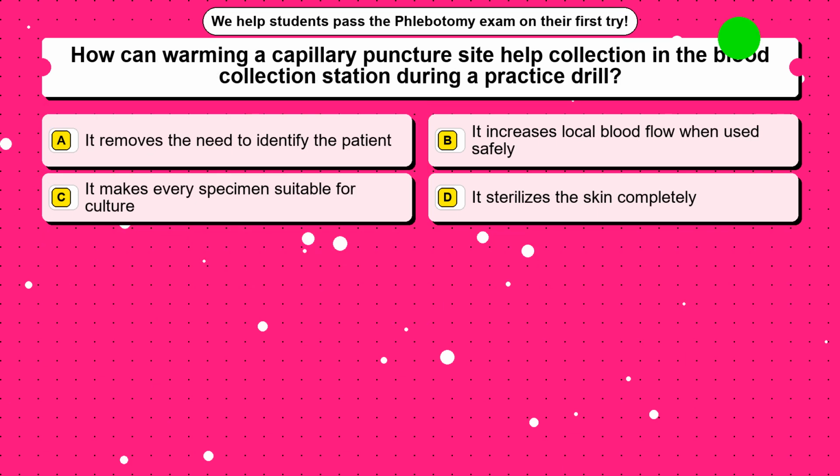Question 66. How can warming a capillary puncture site help collection in the blood collection station during a practice drill? Option A. It removes the need to identify the patient. Option B. It increases local blood flow when used safely. Option C. It makes every specimen suitable for culture. Option D. It sterilizes the skin completely.